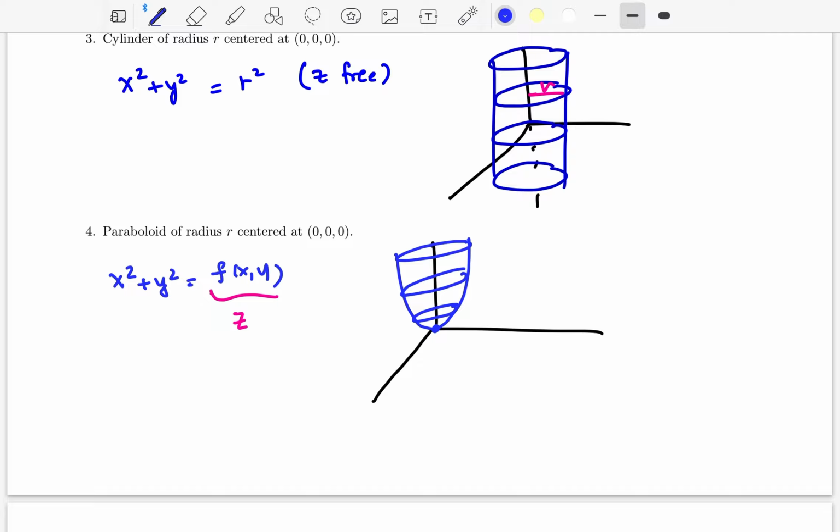So if you were to look at this from the xz plane, it looks like parabolas. If you look at it from the yz plane, it also looks like parabolas. All right, that was just a little review to make sure that what we're about to do now makes sense.